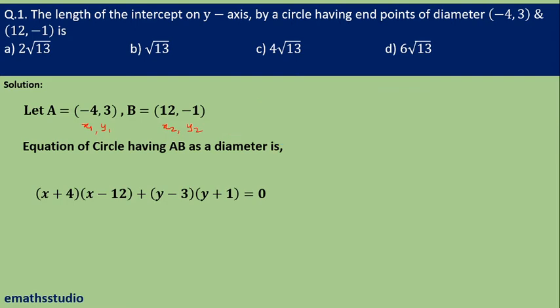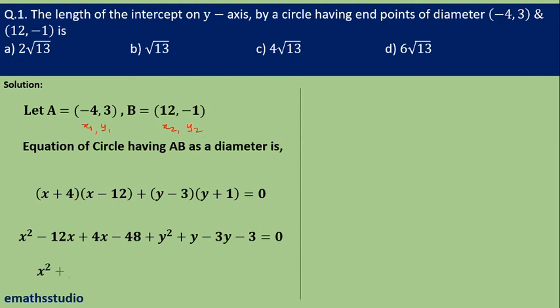Solving this, we can write x square minus 12x plus 4x minus 48. This is after expanding these first two brackets. And we get y square plus y minus 3y minus 3 is equal to 0. Now, simplifying this, we can write x square plus y square. Further, these two after solving gives you minus 8x and these two gives you minus 2y. This is minus 48 and minus 3 becomes minus 51 is equal to 0. This is the equation of circle.